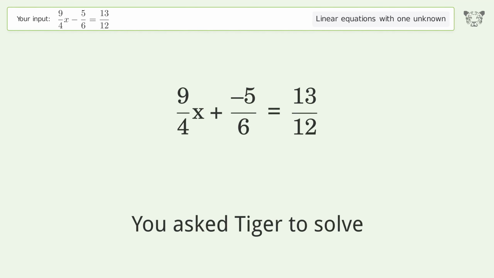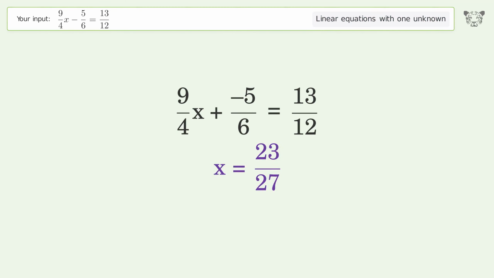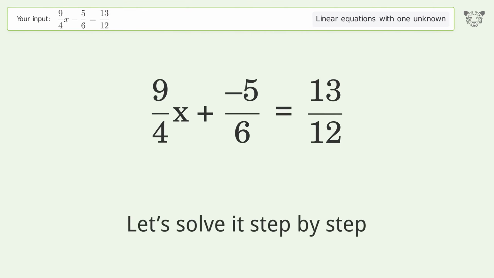You ask Tiger to solve this. This deals with linear equations with one unknown. The final result is x equals 23/27. Let's solve it step by step.